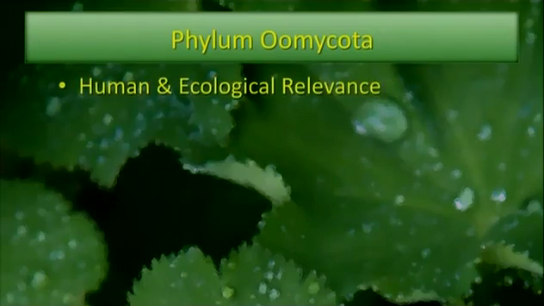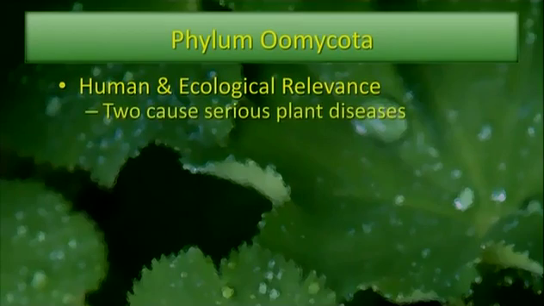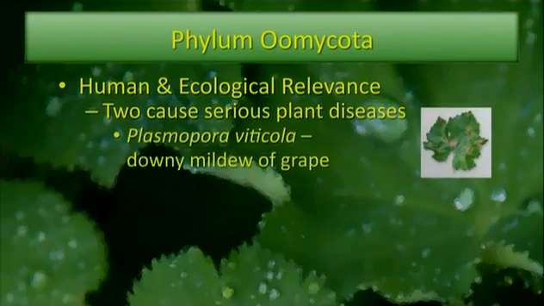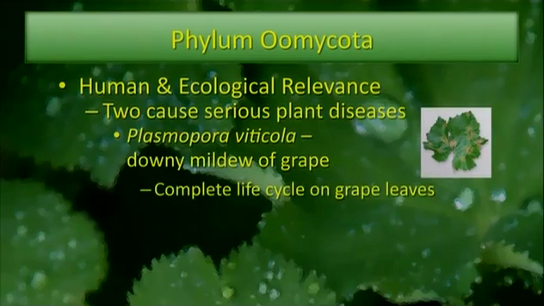Human and ecological relevance of the oomycetes. Two of them cause serious plant diseases. You have Plasmopara viticola, which is the downy mildew of grape. They complete their life cycle on grape leaves, and you can see how unattractive this grape leaf looks when it's infected. They kill the leaves, and if they're not stopped, they kill the vine.